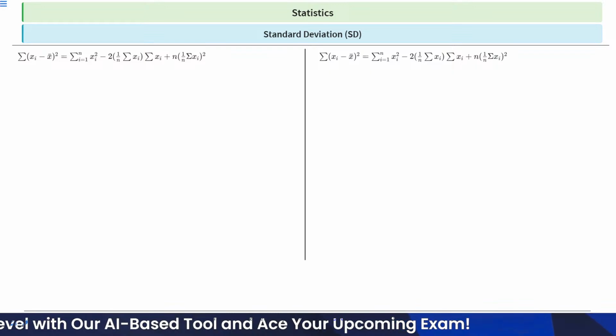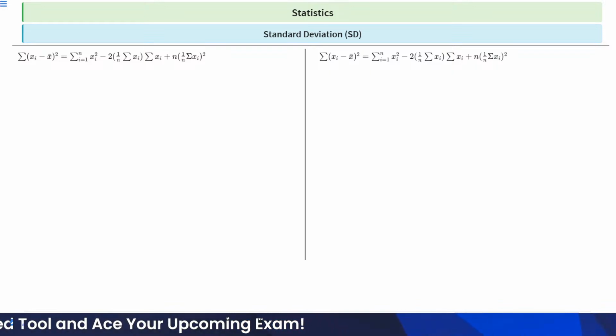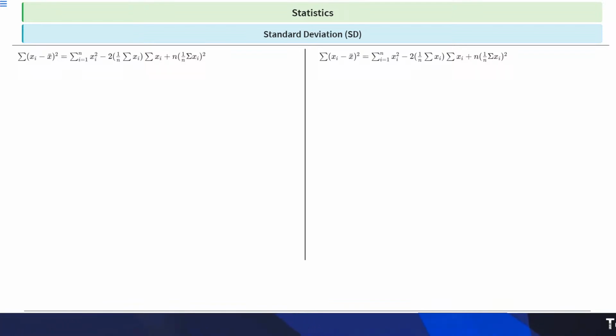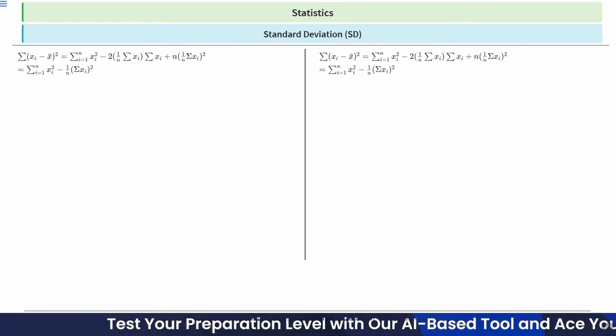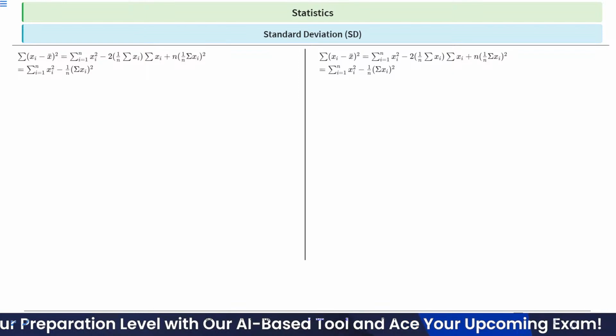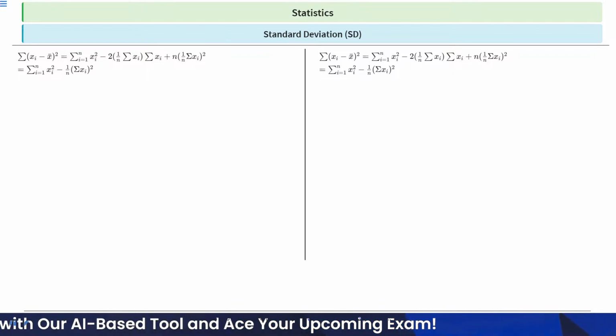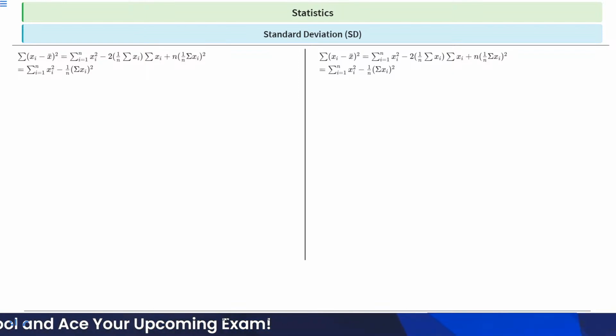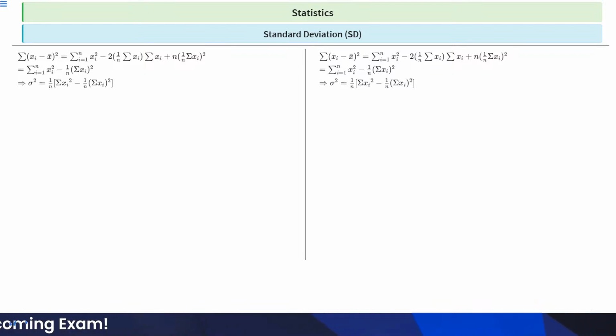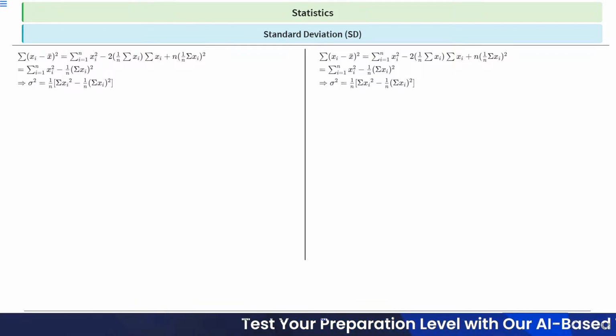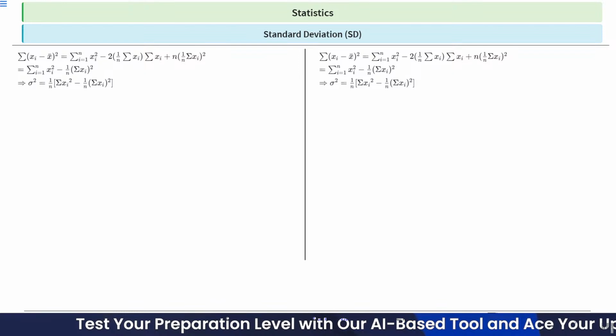So summation of (xi minus x bar) square is equal to summation of xi square minus 2 times 1 by n summation of xi into summation of xi plus n times 1 by n summation of xi whole square. Got it? Which is equal to summation of xi square minus 1 by n (summation of xi) whole square. Therefore sigma square can be written as 1 by n summation of xi square minus (1 by n summation of xi) whole square.